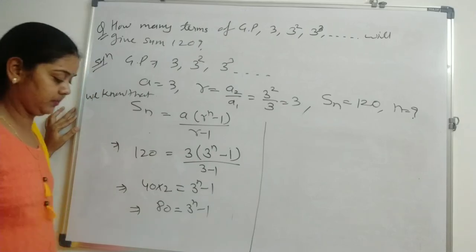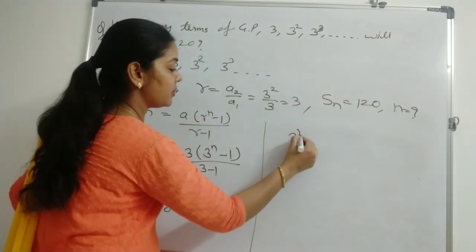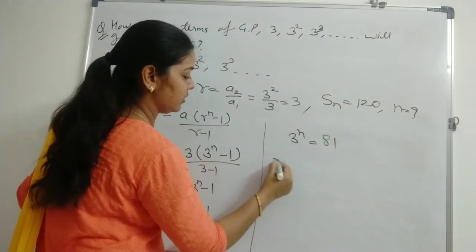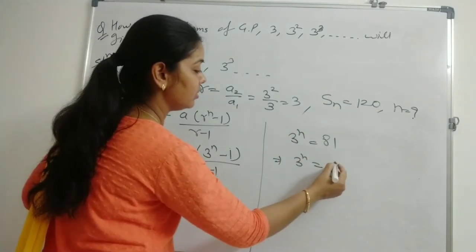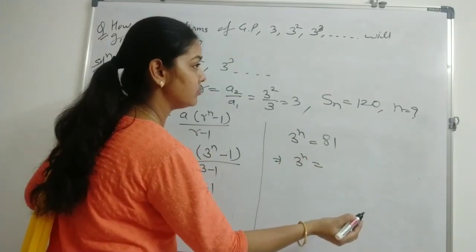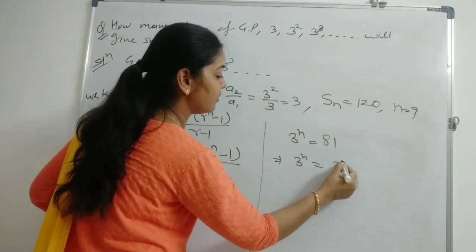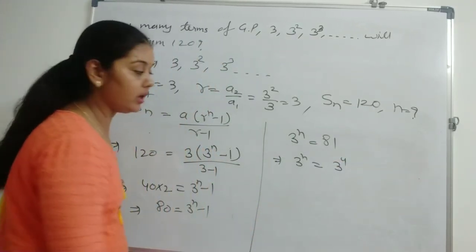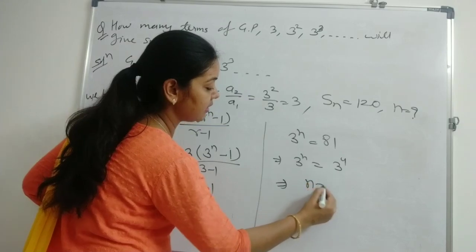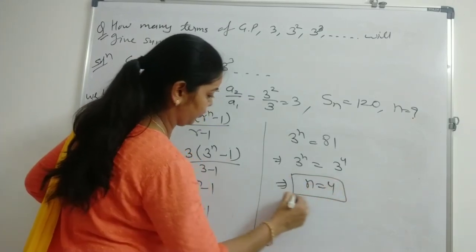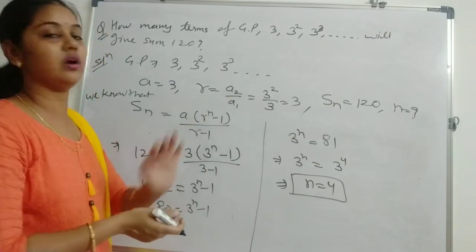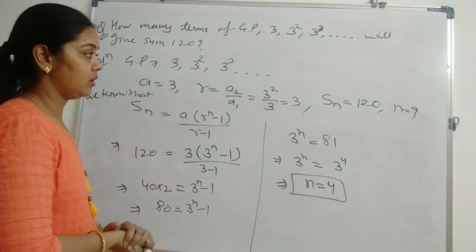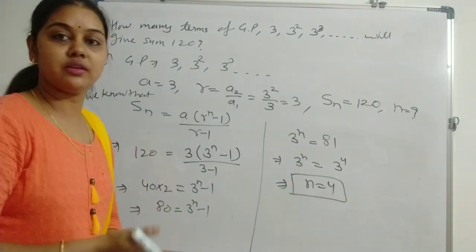80 equals 3 raised to power n minus 1. It means 3 raised to power n equals 81. Or I can write 3 raised to power n equals 3 raised to power 4. Okay? It means n is equal to 4. It means 4 terms will give the sum 120. I thought it is sufficient for today.